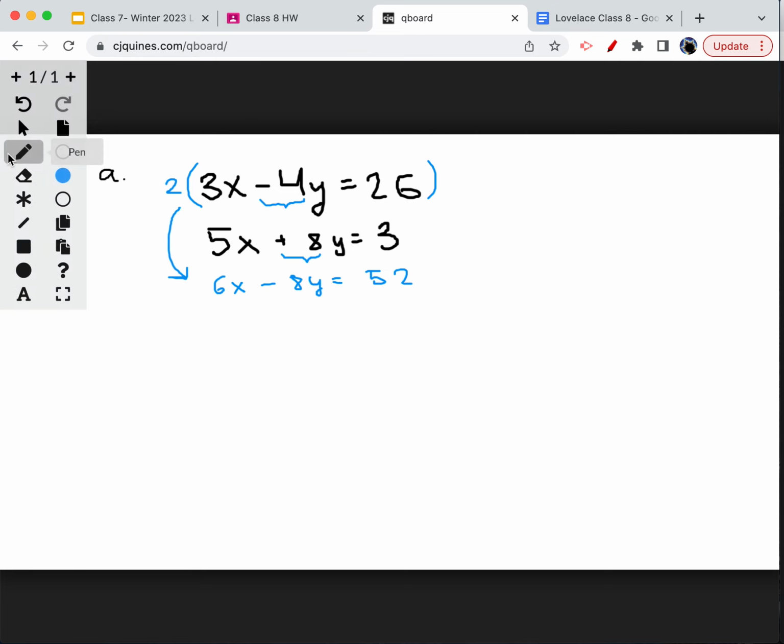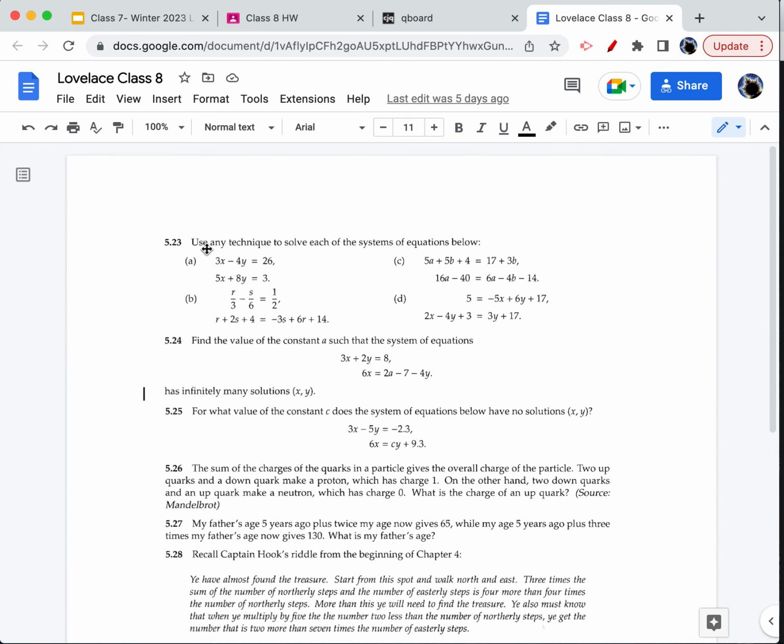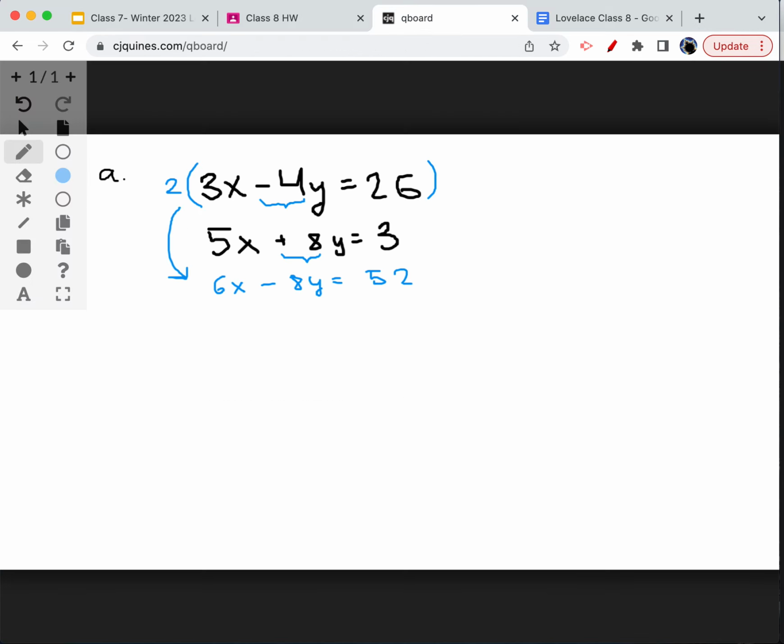Okay, so we were just doing the first problem on the homework from last week. Just 3x minus 4y equals to 26, and 5x plus 8y is equal to 3. Okay, so as I was saying, we're just going to use standard elimination for this problem. So you notice that the coefficient of y in the first equation is minus 4, and the coefficient of y in the second equation is 8.